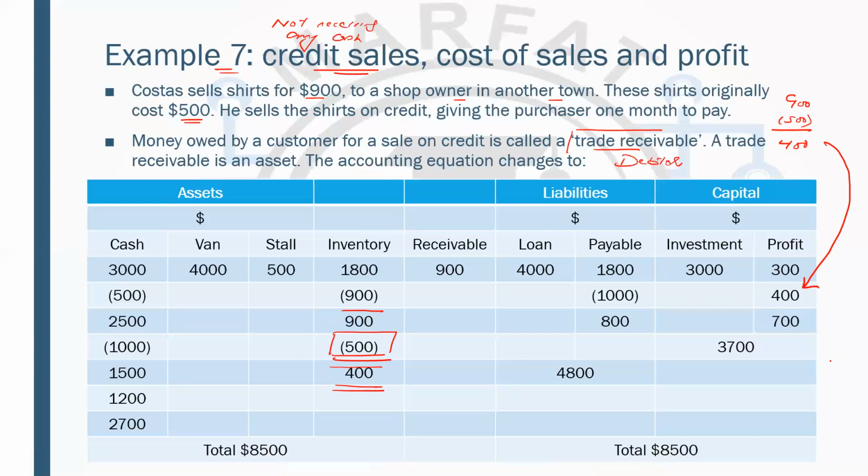And we are not receiving any cash. That is why you can see there is no movement in the cash. In fact, we have to receive this amount from that person later on, so we will record this as a receivable. Receivable means when you are about to receive it, when you have to receive it. So it's a debtor, receivable. The rest of the equation remains the same.